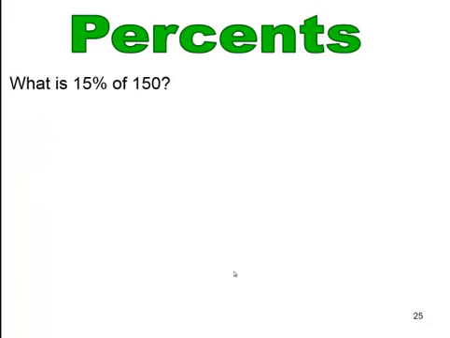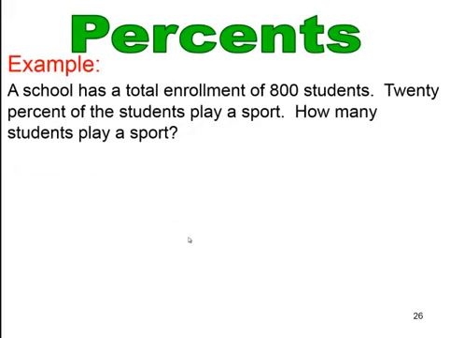Pause and try. So when you do the multiplication here, you should be using 0.15. You multiply, you should have gotten 22.5 as your answer.